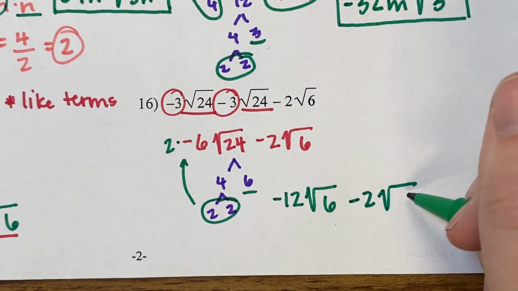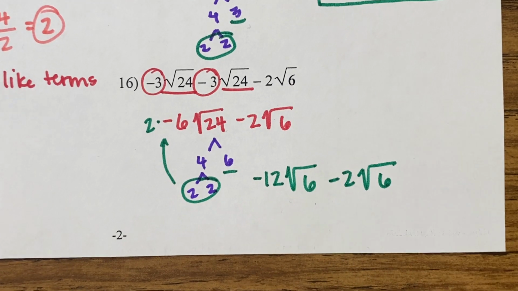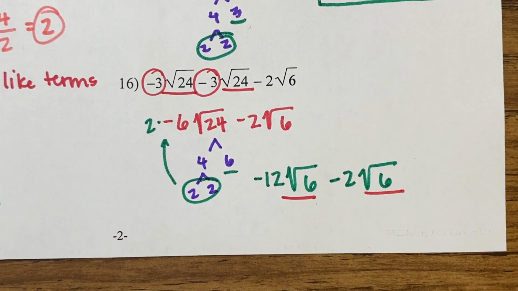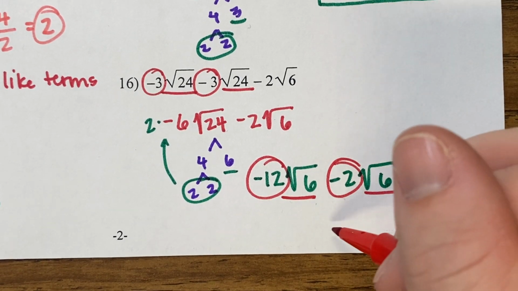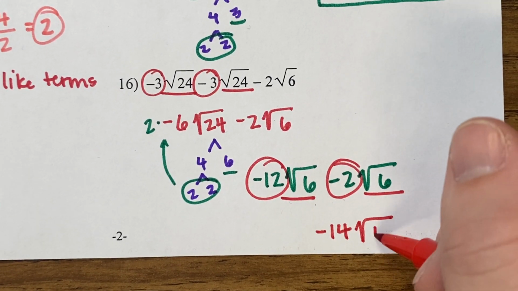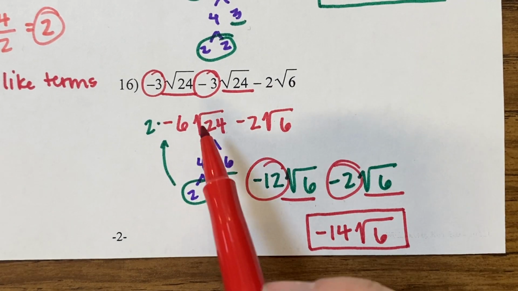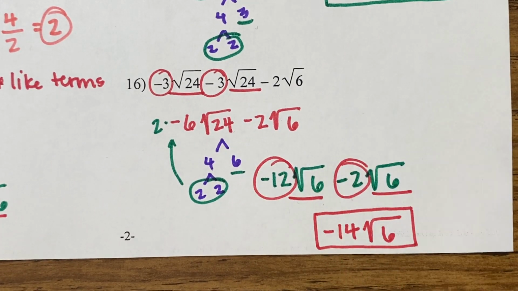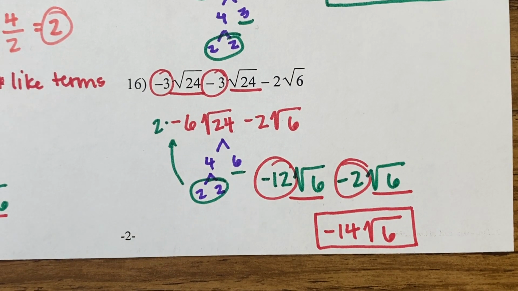and minus 2 root 6. Are these guys like terms? Can I combine them? Yes, I can. They're both root 6 and root 6. So I just say, what is negative 12 minus 2 more? It's going to give me negative 14 root 6. Okay, so you can combine these right off the bat and then simplify. You could have simplified them, then combined them. You still should have gotten the same answer, but those are your notes for today, and you have an assignment that goes with it.